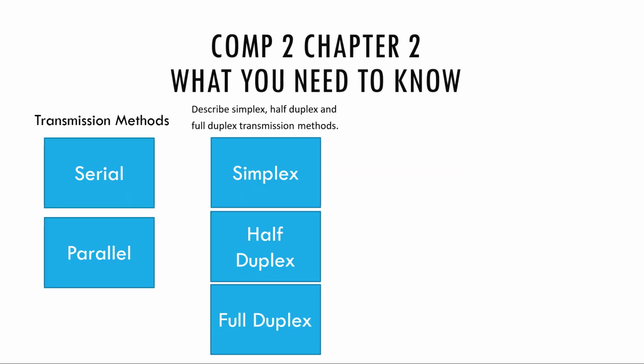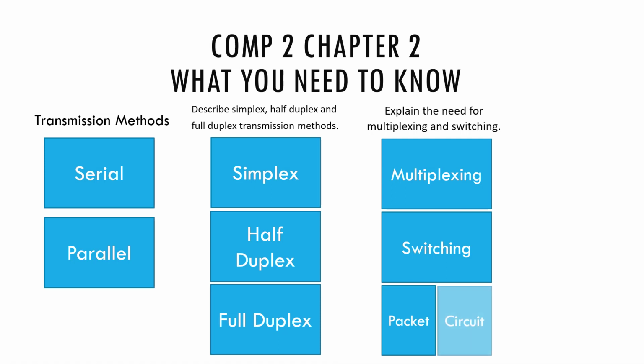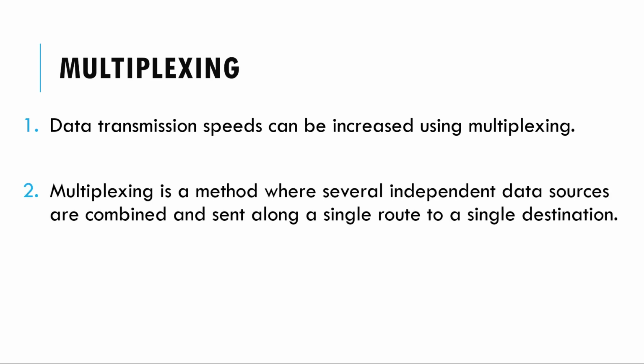Now, next one. What about multiplexing and switching? Okay, multiplexing and switching. You've also got packet and circuit switching involved in that as well. So multiplexing is when data transmission speeds can be increased using multiplexing. Multiplexing is a method where you combine multiple independent data sources on one single transmission medium and they all go to one single destination. Well, multiplexing is combining, demultiplexing is extracting that back out.